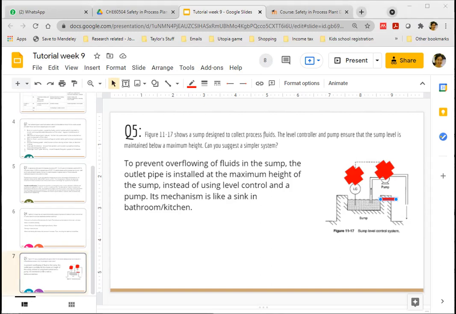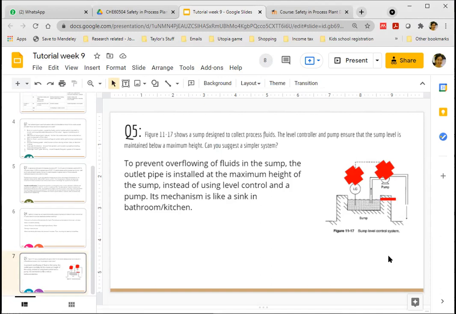Okay, thank you very much. This is where, remember in chapter 1, we talked about the four ways of inherent safety: to simplify things, to minimize things, to eliminate if it's too dangerous, and so on. So this is one of the concepts, to simplify. Instead of using a level controller and a pump to maintain the level in the sump, just use an outlet. We call it the overflow outlet, like what they drew here in the red pipe.